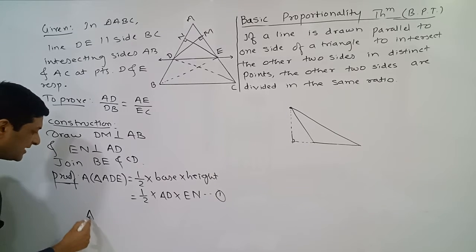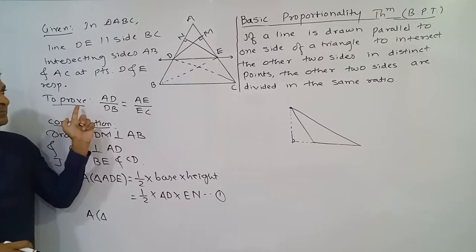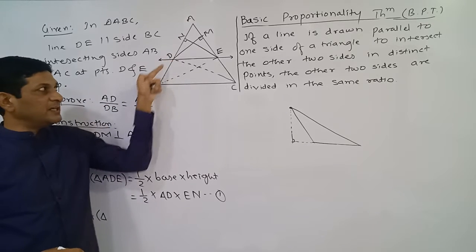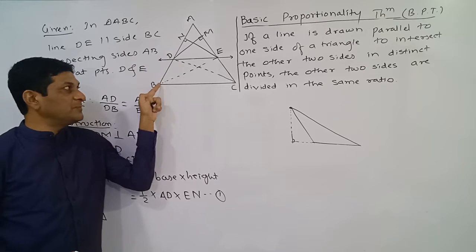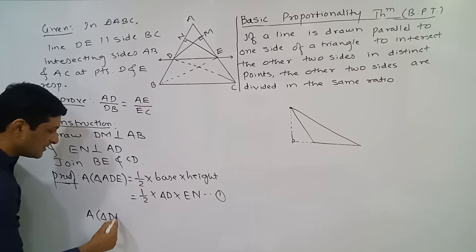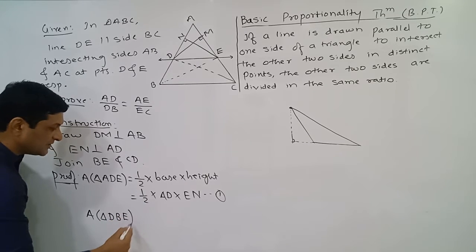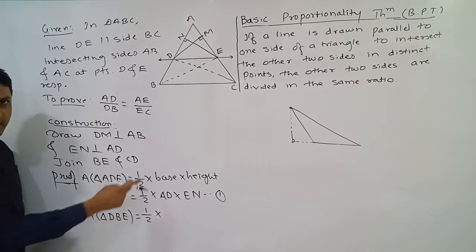Now we are finding the area of such a triangle whose one of the sides is DB. So observe the side DB. DB is the side of which triangle? DB is the side of triangle DBE. So we are considering this triangle, triangle DBE. In this triangle, again the area can be found out applying the same formula, half base into height.